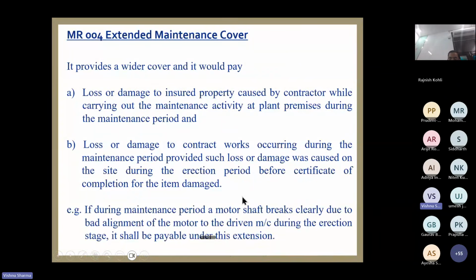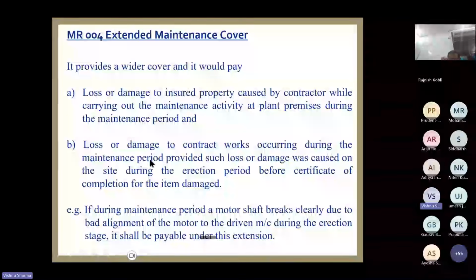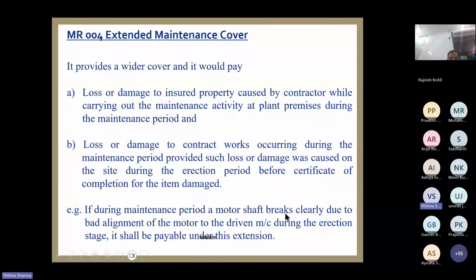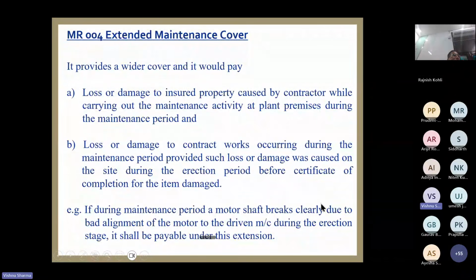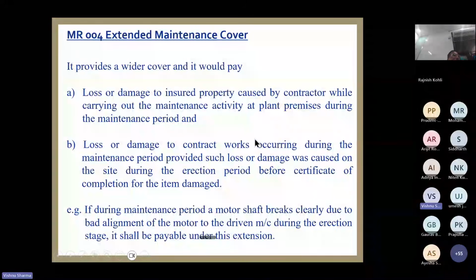Now, an example for this, B, extended maintenance. During the maintenance period, a motor shaft breaks. When it is broken, there are two pieces of the motor shaft, and it was found that it was due to bad alignment of the motor to the machinery during the erection period. Now, if it is established, then of course this loss will be payable under EMP, the erection maintenance period cover.